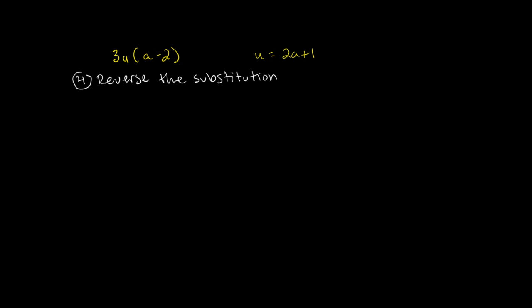This is sometimes called back substitution, because you're plugging it back into what you had originally. So it's 3 times u, and u is 2a plus 1. I want to make sure that that whole thing is taken together, so I have parentheses there. And then I have a minus 2. And then you would simplify as needed.